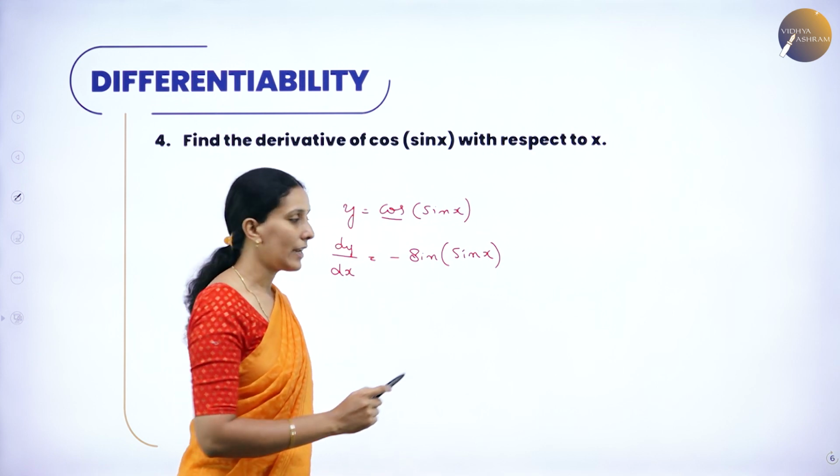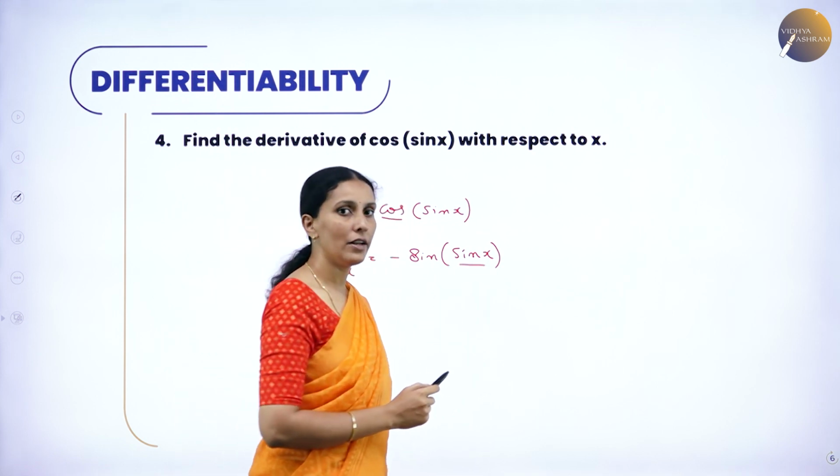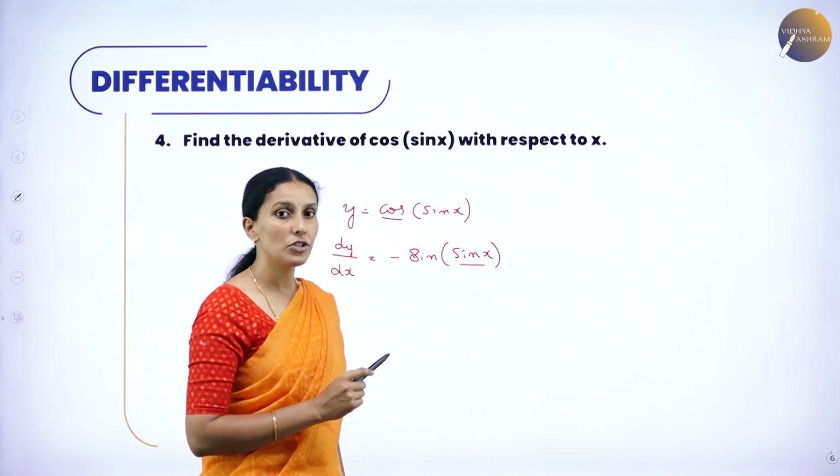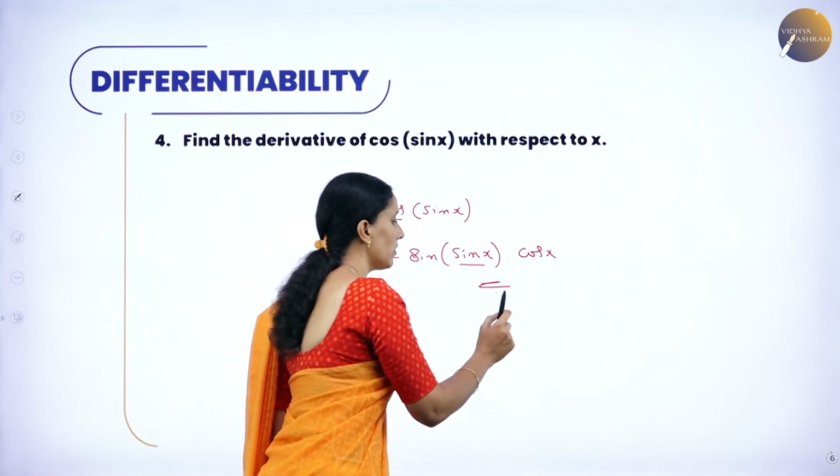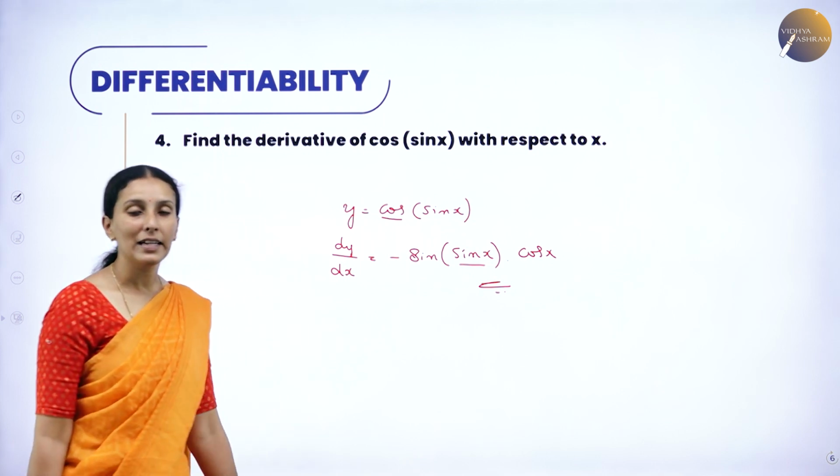Again differentiate sin x because it is one more function here. So what is the differentiation or derivative of sin x? It is cos x. So thus this is the derivative of the given function, that is minus sin of sin x into cos x.